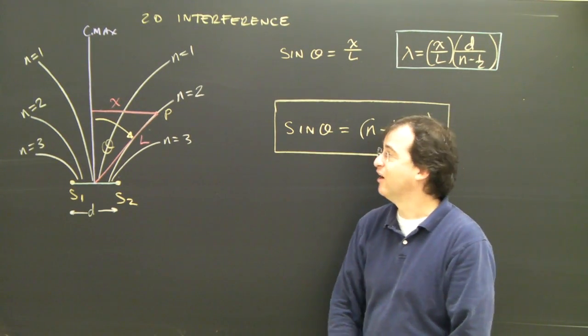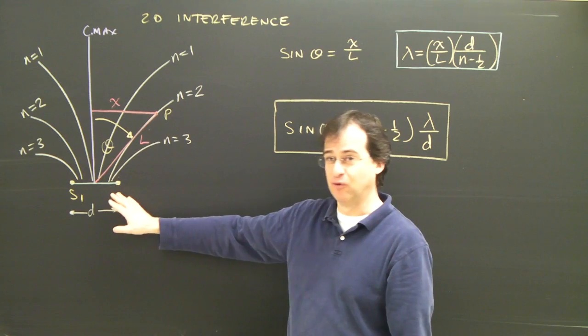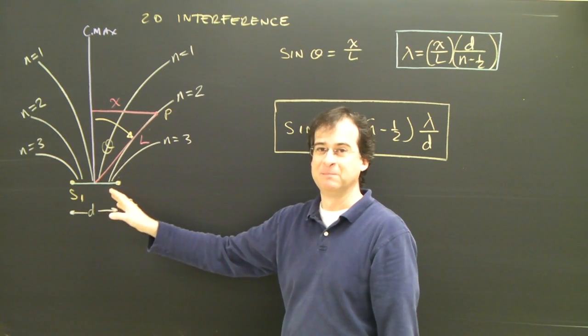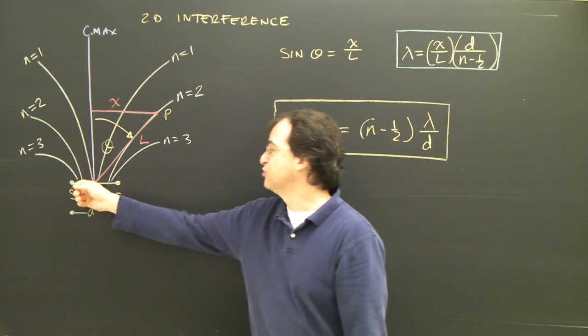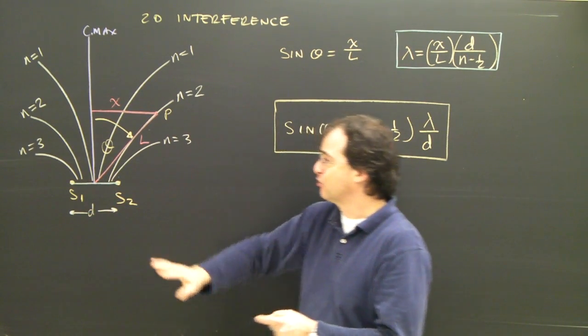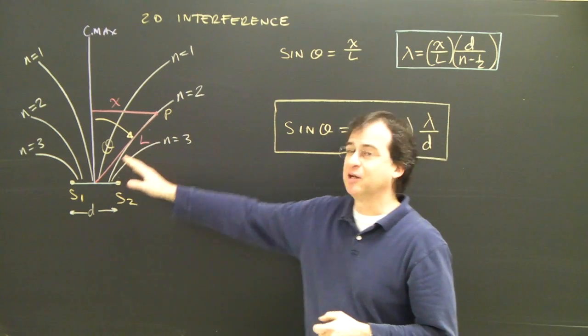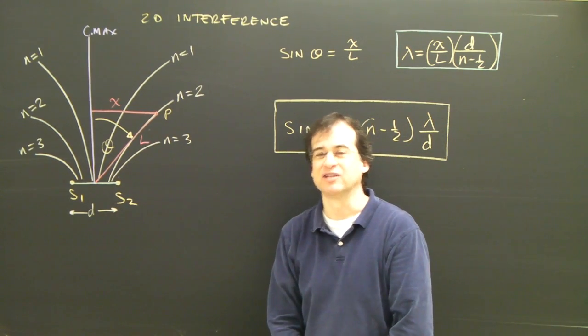What we're going to do now is come up with another formula for this type of pattern that works well with an experiment called Young's double-slit experiment, where we can use two sources very close together, create a pattern in light, and end up calculating the wavelength of light. So that's what we'll be doing next.